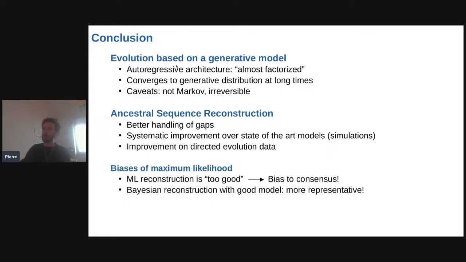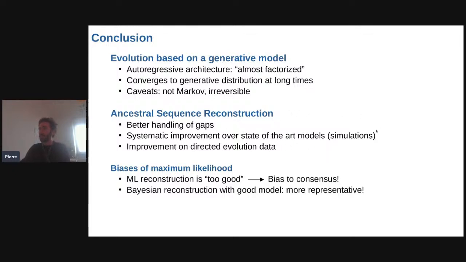So essentially, I've shown you an evolution model based on a generative model. We're taking advantage of the autoregressive architecture to have something that's almost factorized. It converges at long times to a generative distribution, which is something that site-independent models cannot do. It does have some caveats. And when we do ancestral sequence reconstructions with it, we find that it has a better handling of gaps, or at least that's an opinion, I think, but I think it handles gaps better than what current models do.